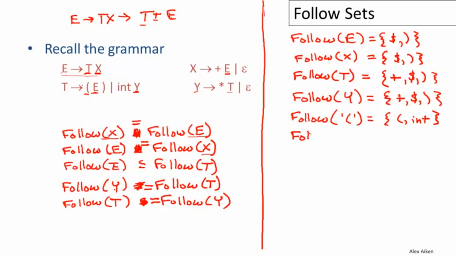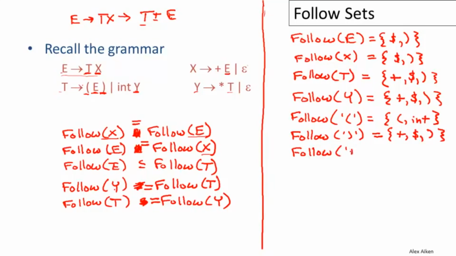So now let's take a look at the follow of close paren. What's in that set? Again, we look at where the symbol is used. It's only used here in this one production. Because it appears at the right end of the production, we know that whatever is in the follow of t is going to be in the follow of close paren. And what was in the follow of t? That was plus, dollar, and close paren. So now let's move on and take a look at the operators.